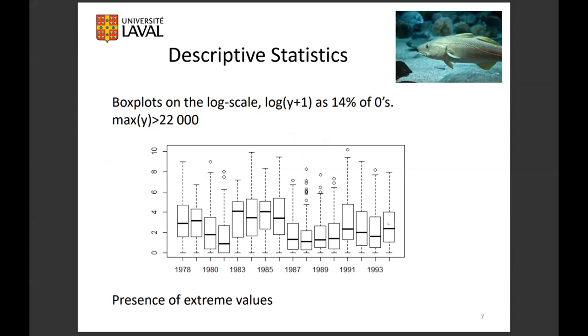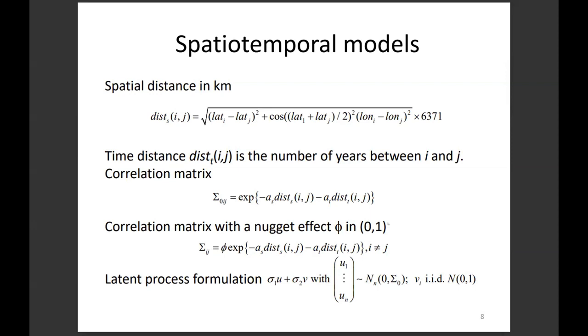So some descriptive statistics. This is the cod data. Here are box plots on the log scale, and you can see that there are extreme values. At some data points, there were some very large numbers of cod that were caught. And also in this data set, there are 14% of zeros. So you cannot just analyze this with a regular normal distribution, because you want to account for these zeros. So what we do is a generalized linear mixed model.